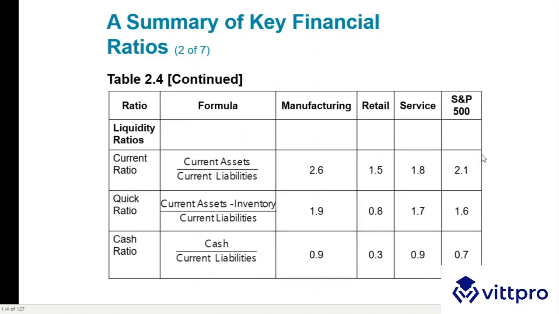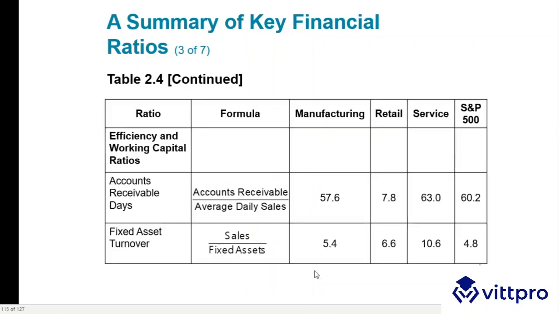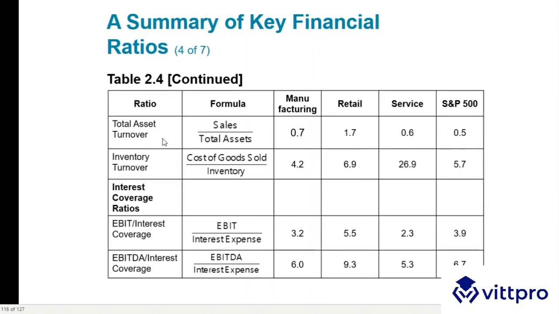Then you have current ratios. The global average is around 2 for the current ratio, and for the cash ratio it is about 0.7. For retail it is different because it's less. Then you have working capital ratios. Average accounts receivable days goes up to 60, but very low for retail because normally they buy with cash. And the fixed asset turnover ratio is around 4.8. Then you have the total asset turnover, and inventory turnover of 5.7. Interest coverage ratio on average is 3.9 based on EBIT, and based on EBITDA is 6.7.